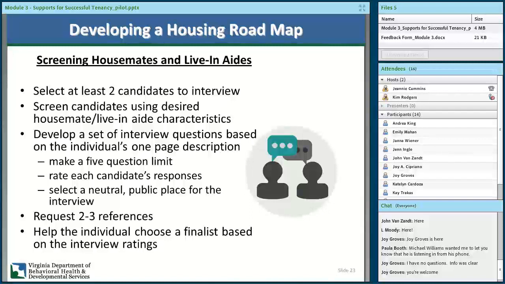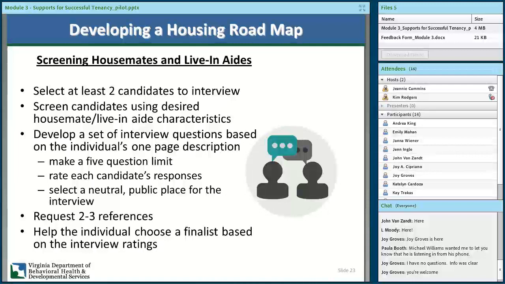Once the individual has identified candidates, the Community Housing Guide can help the individual select at least 2 candidates to interview if possible, screen these candidates based on the list of desired housemate and live-in aide characteristics, and then develop a set of interview questions with the individual based on his or her one-page description. If interviewing someone the individual does not know, be sure to select a neutral public place for the interview and support the individual through the interview process.